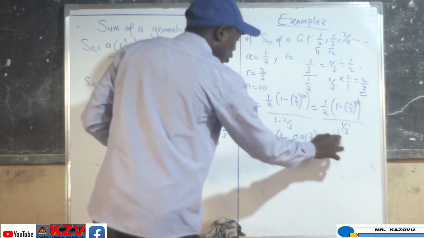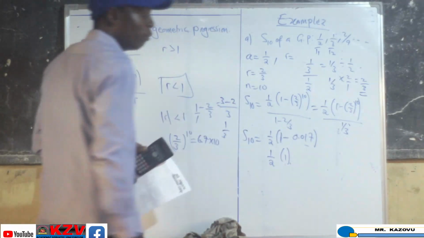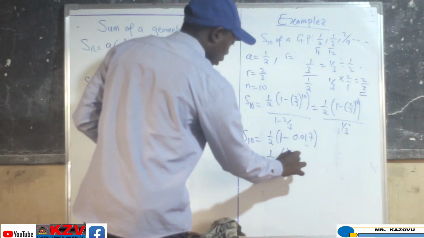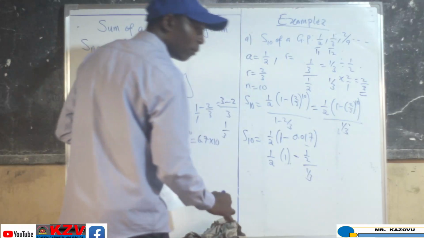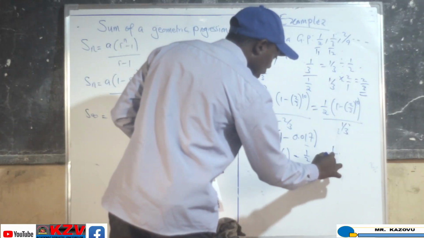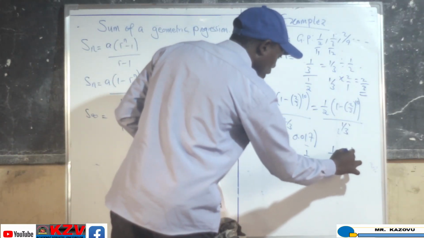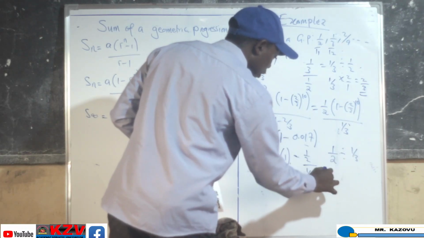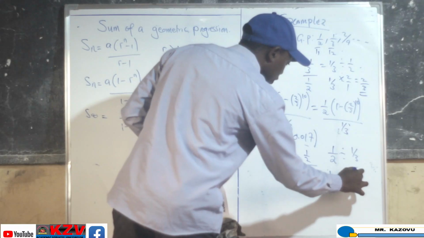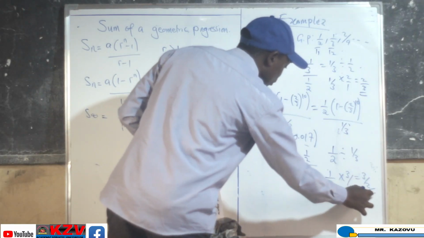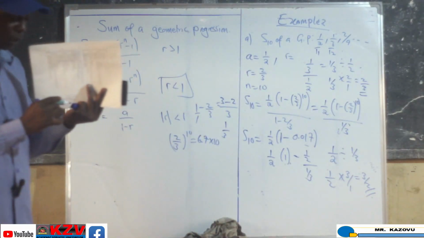Now remember that we are also dividing this one by 1 over 3. So here we have 1 over 2 and then over 1 over 3. Meaning that we have 1 over 2 divided by 1 over 3. Implying that we have 1 over 2 times 3 over 1, which is 3 over 2. Are we on the same page?